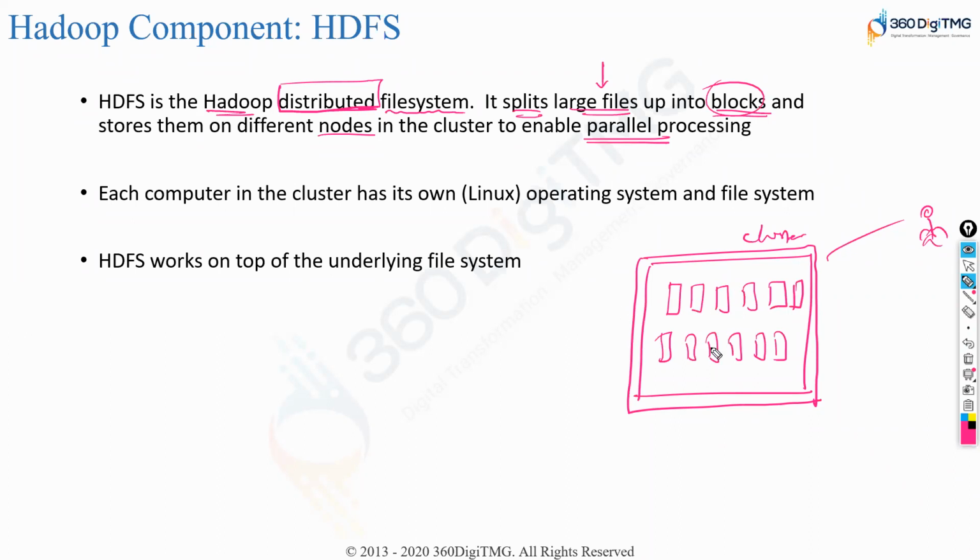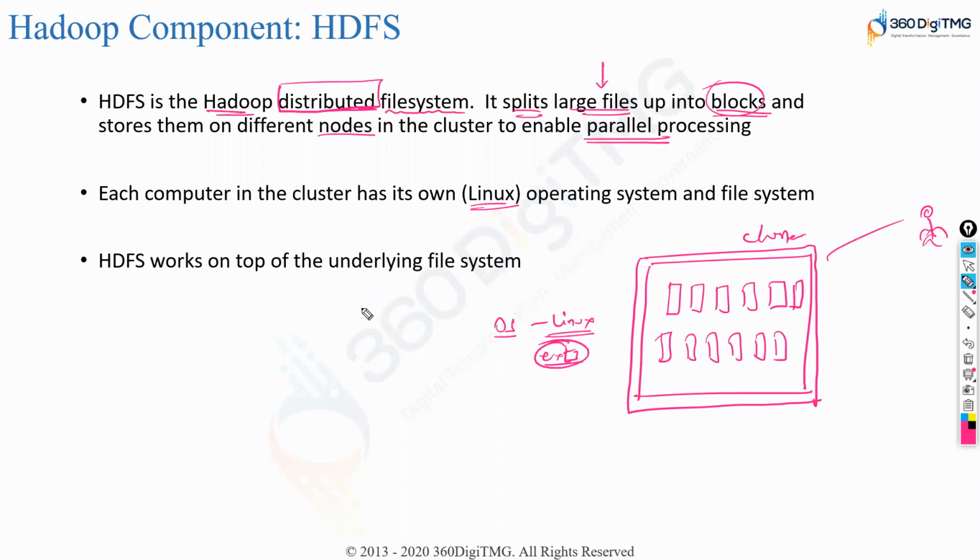So each computer should have its own operating system. And this operating system is preferred to be Linux. Right, it was developed, tested and practiced on Linux. Though we also have a Windows version for Hadoop, it is developed on Linux only. And remember, I talked about the extension 3 file system, which was used initially to get Hadoop software developed.